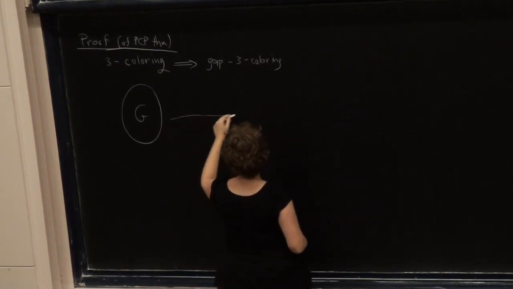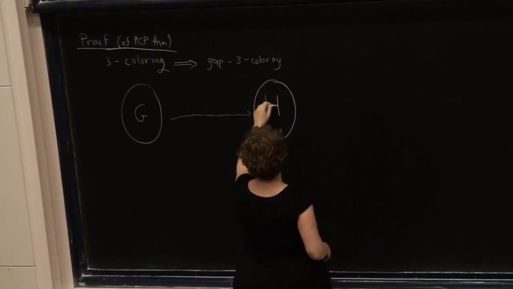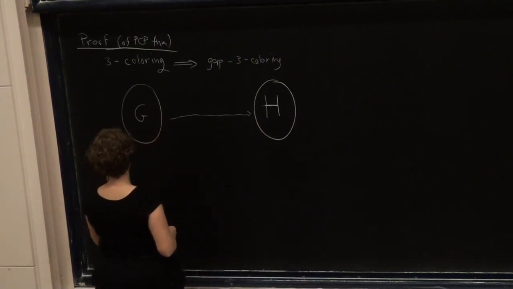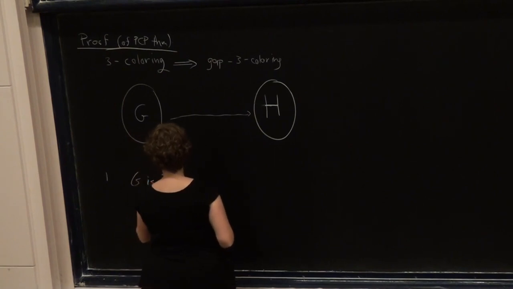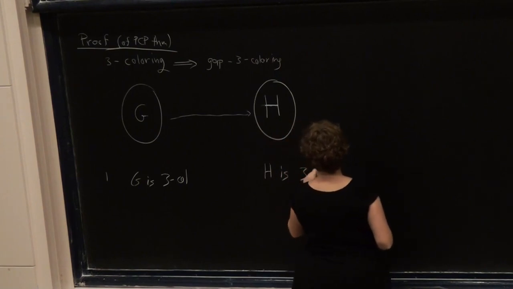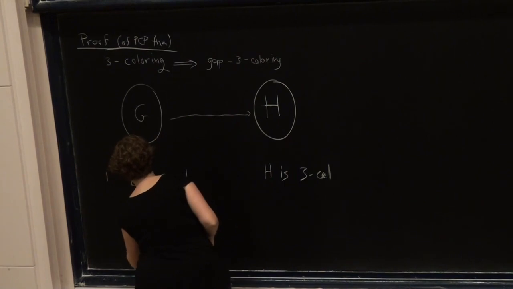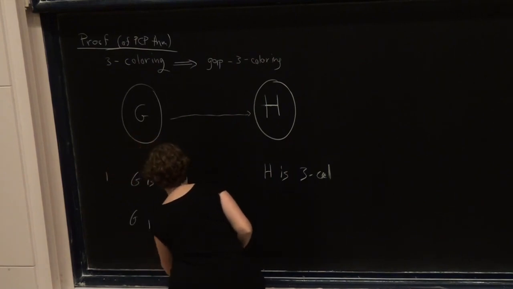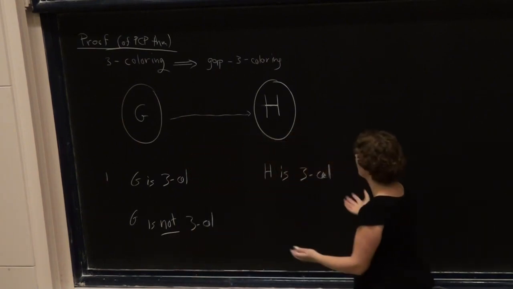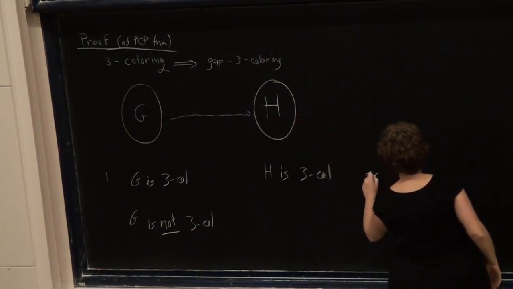So I want to reduce it to a graph H such that if G is 3-colorable, then also H is 3-colorable. And if G is not 3-colorable, then H is far from being 3-colorable. Every 3-coloring of H falsifies epsilon of the edges, so let's write it this way.